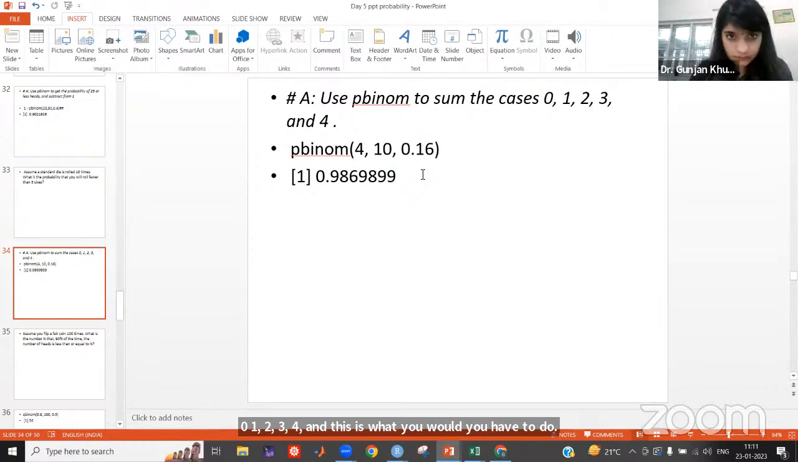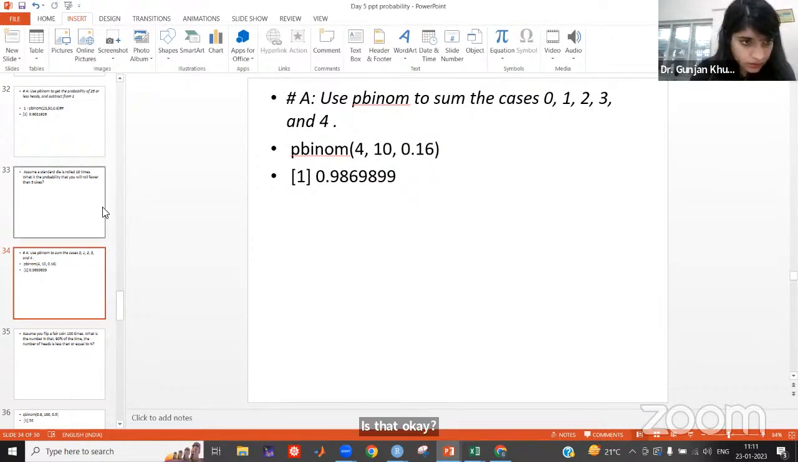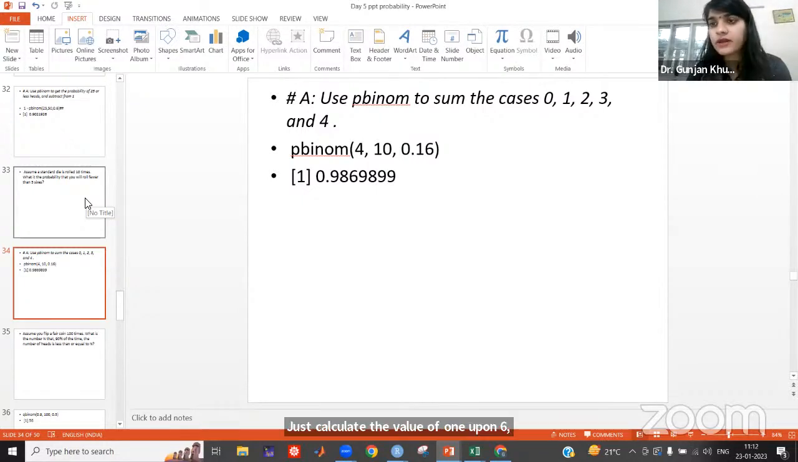What is 10 here? 10 times. Because it was N. And it is N, the number of times. The standard die is rolled 10 times, so N is 10. Small p is 0.16. Why 0.16? Just calculate the value of 1/6 because they are saying 6. When a die is rolled, you have 6 outcomes. So the probability of getting any number is 1/6. So 1/6 rounded off is 0.16. This is what we are using.